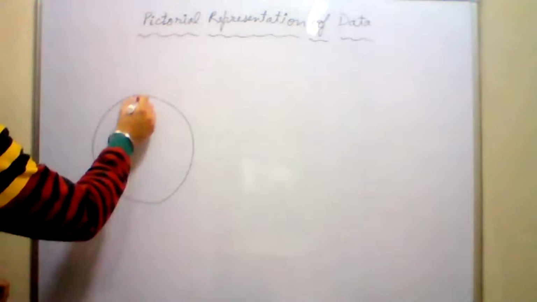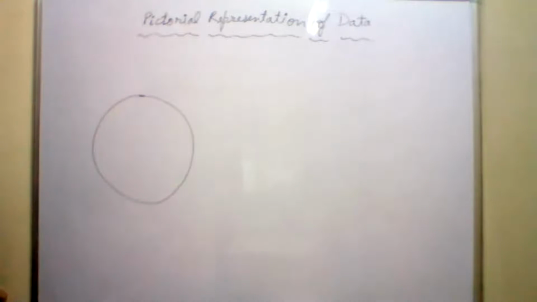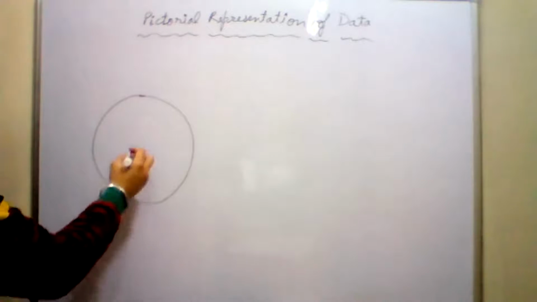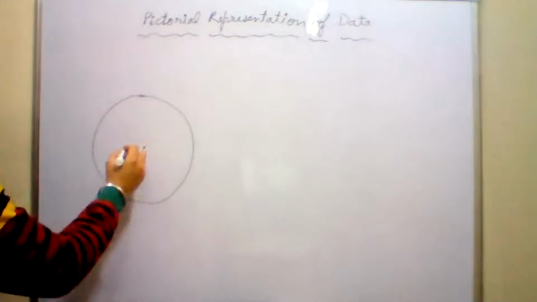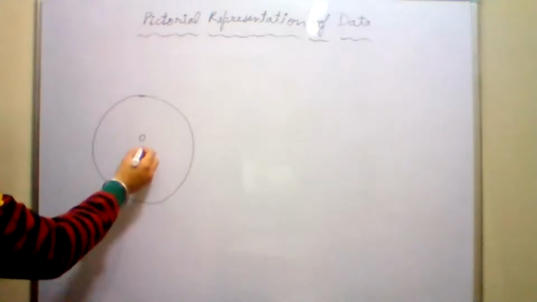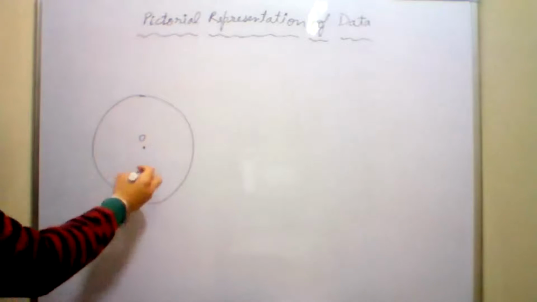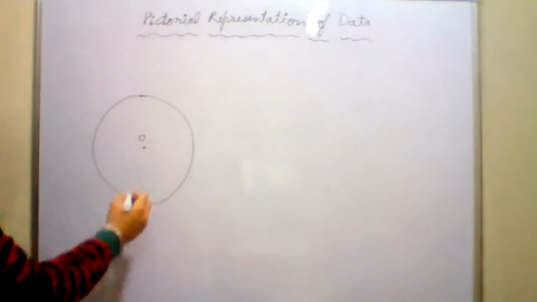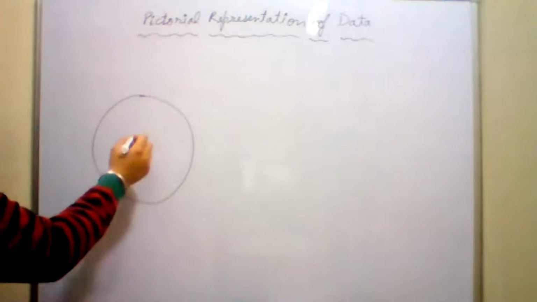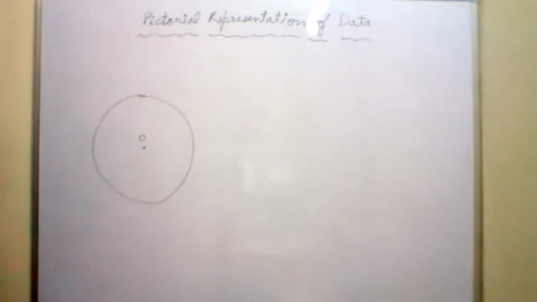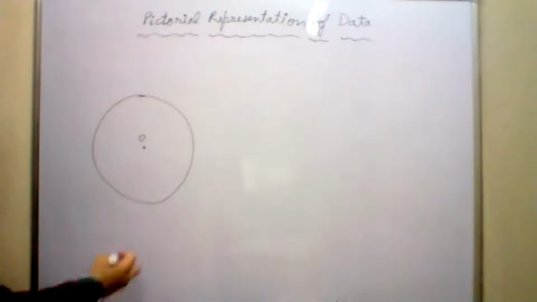See this. I have drawn a circle on the board. So this is the center of the circle. Do you know what is the center of the circle? Center is the middle point. The point which is actually in the middle of the circle is known as center.